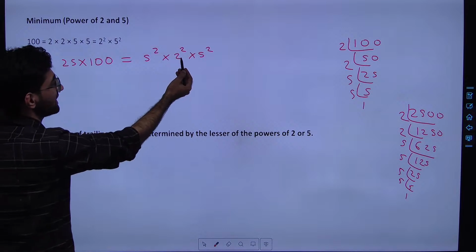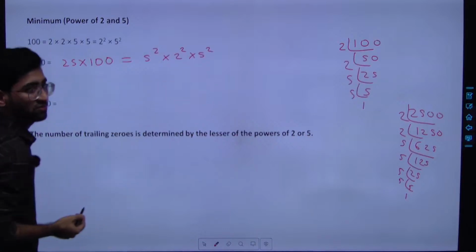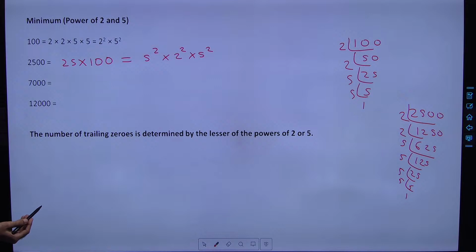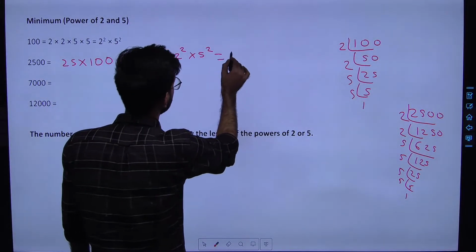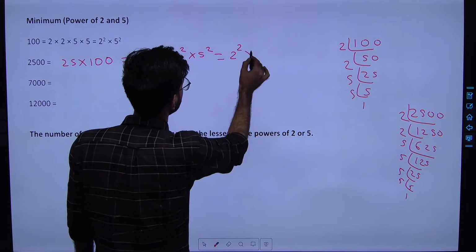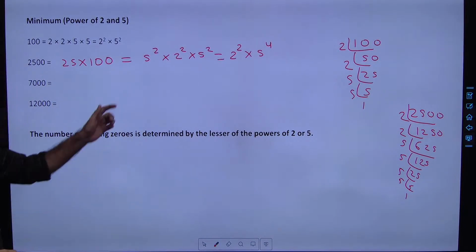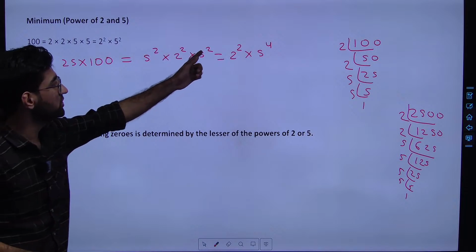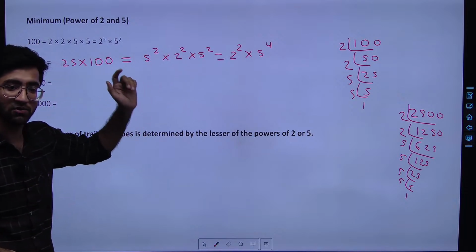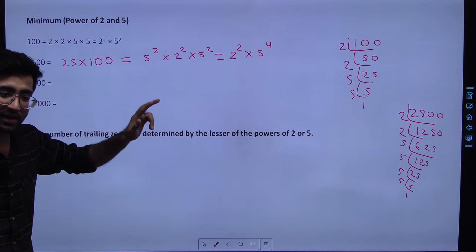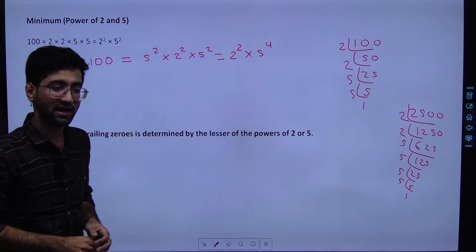So we have written 100 as 2 to the power 2 into 5 to the power 2, right? So basically we can write 2500 as 2 to the power 2 into 5 to the power 4. Why 5 to the power 4? 5 to the power 2 into 5 to the power 2 will be equal to 5 to the power 2 plus 2, that is equal to 5 to the power 4.